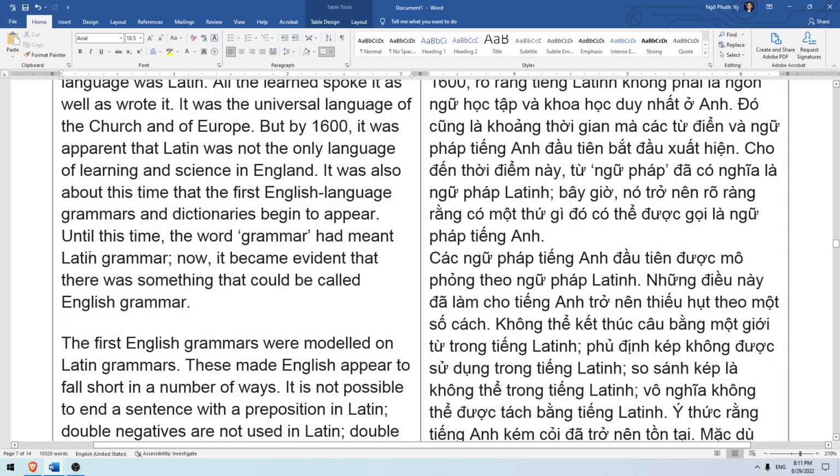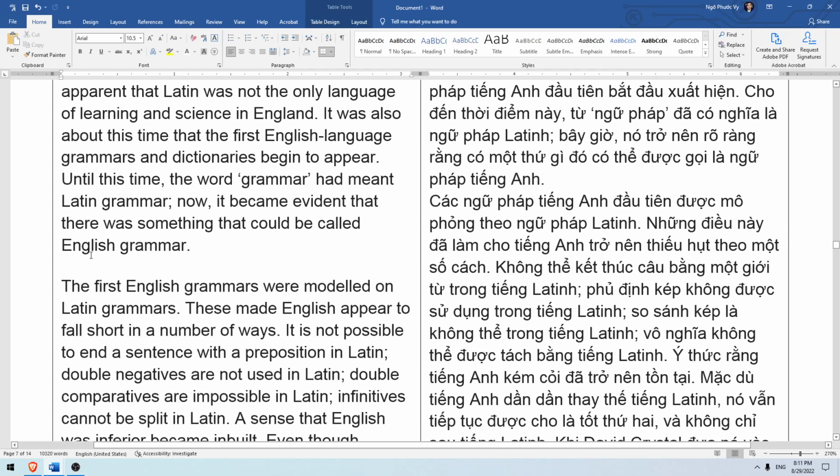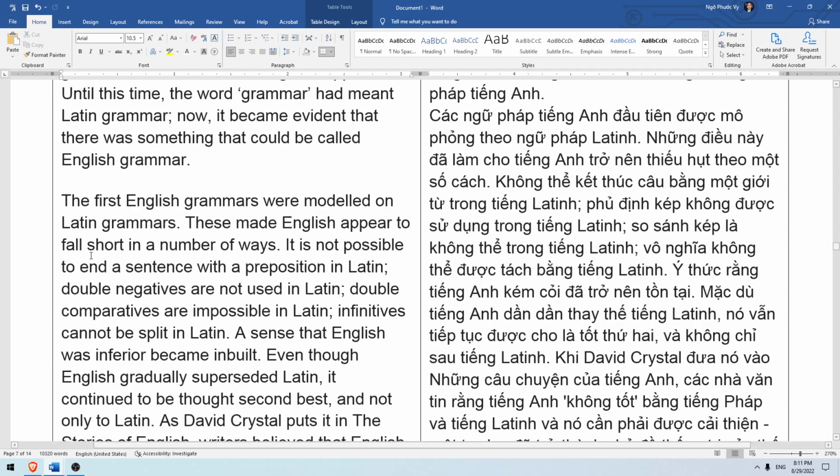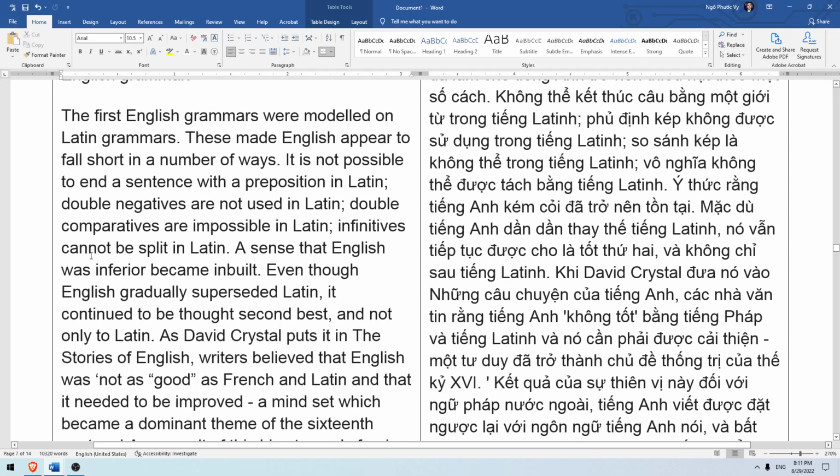But by 1600, it was apparent that Latin was not the only language of learning and science in England. It was also about this time that the first English language grammars and dictionaries begin to appear. Until this time, the word grammar had meant Latin grammar. Now it became evident that there was something that could be called English grammar. The first English grammars were modeled on Latin grammars. These made English appear to fall short in a number of ways.